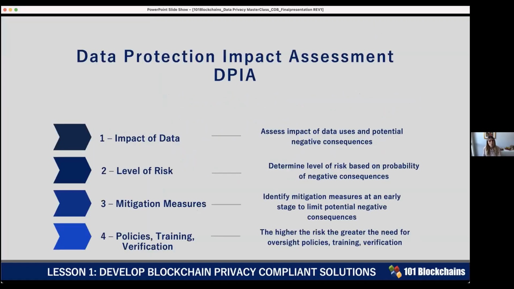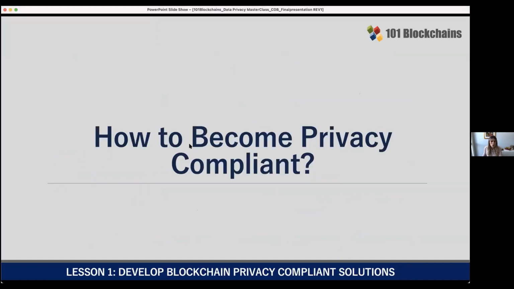Now, how to become privacy compliant? Let's start with this question. So, first of all, the transparency and immutability issues that we've seen and that we know are associated with both public and private platform can to a large extent be addressed by implementing privacy by design measure. That's something that I would like to say.